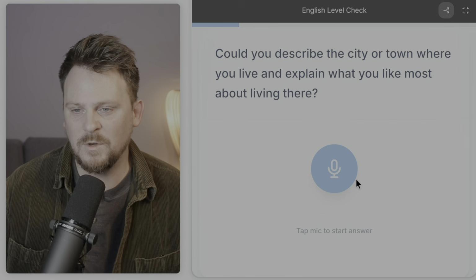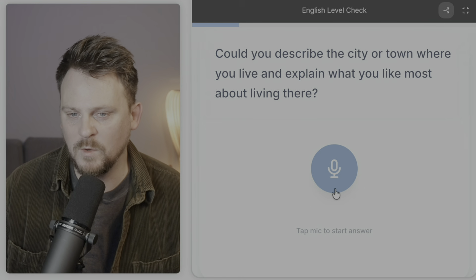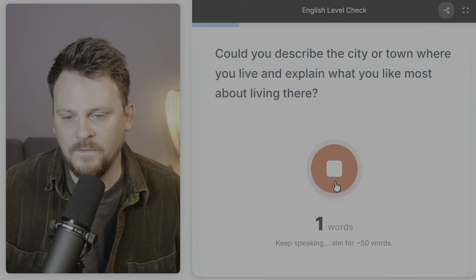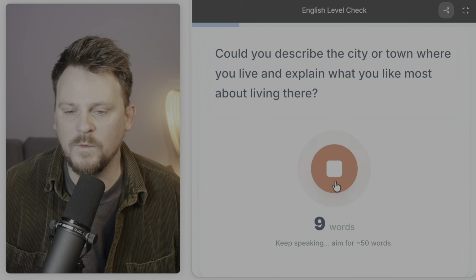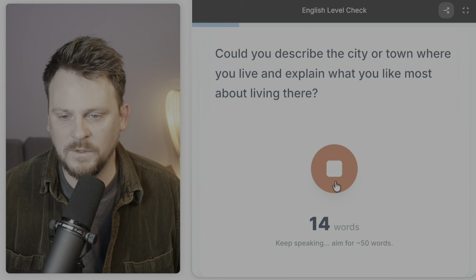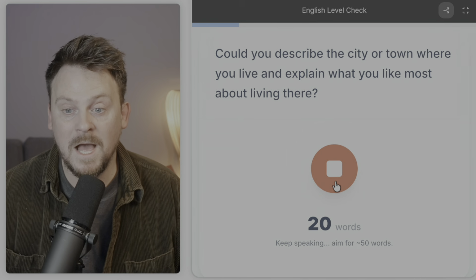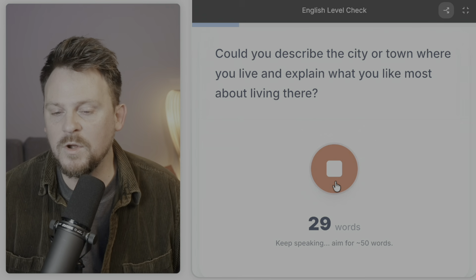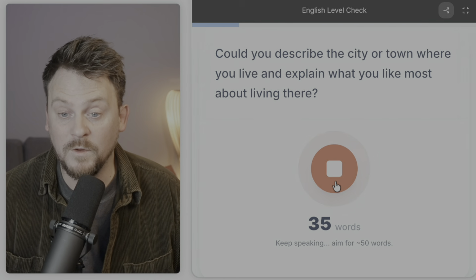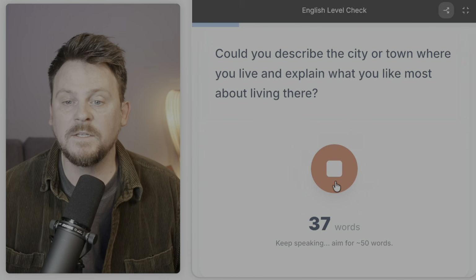Could you explain the city or town where you live and explain what you like most about living there? I live in small town in the countryside near the river. Although I don't go to the river very much, I like living in a quiet place, a peaceful neighborhood with a lot of beautiful nature and sceneries.